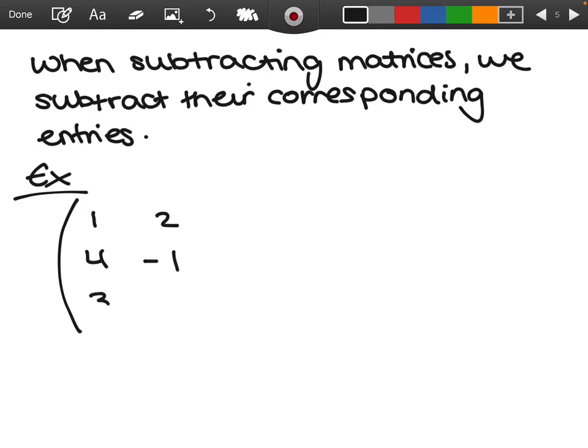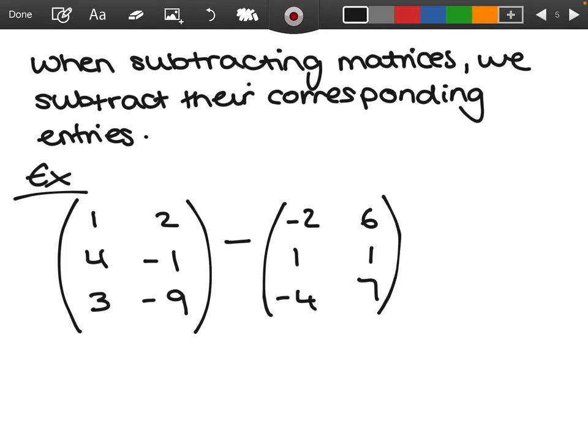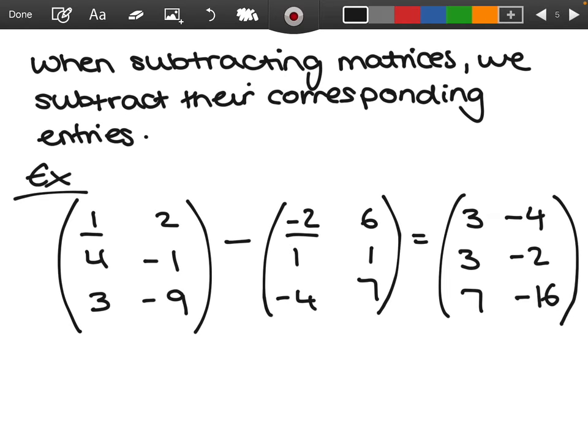So if I took my last example, but this time I subtracted the two matrices, I just subtract my corresponding entries. So 1 minus -2 is going to be 1 plus 2, which is 3. 2 minus 6 gives me -4. 4 minus 1 is 3. -1 minus 1 is -2. 3 minus -4 is 7. And -9 minus 7 is -16.